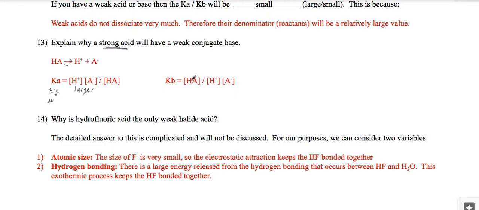Where if we reverse the reaction, look at it the opposite way, this part here is still going to be very large. But now it's in the denominator. So we have a fraction with a large number on the bottom, which means that this is going to be a small number. So that's why the opposite is true. So we can look at that.